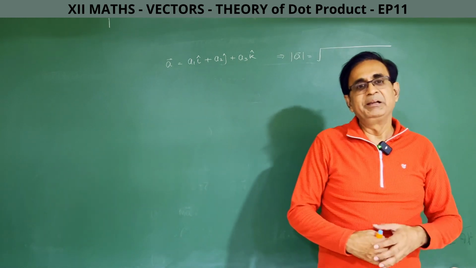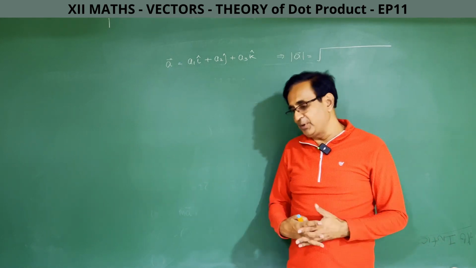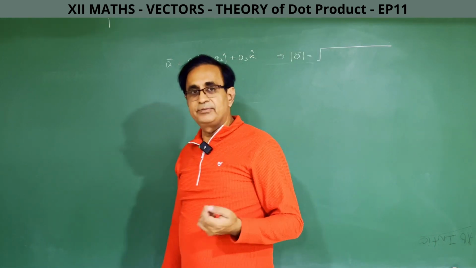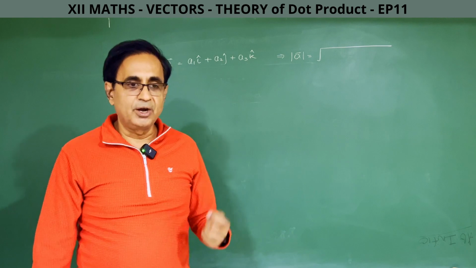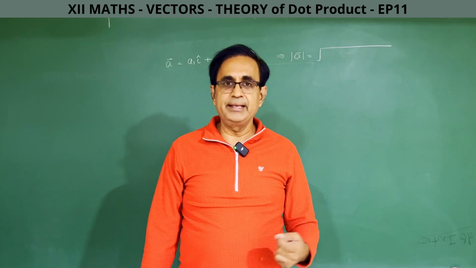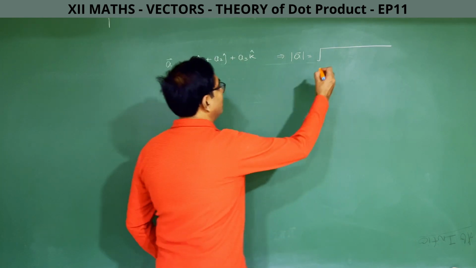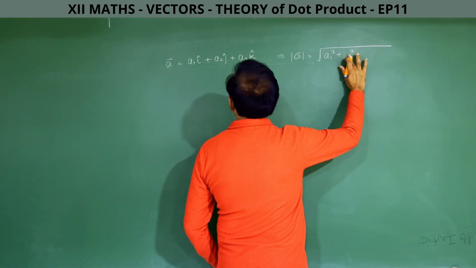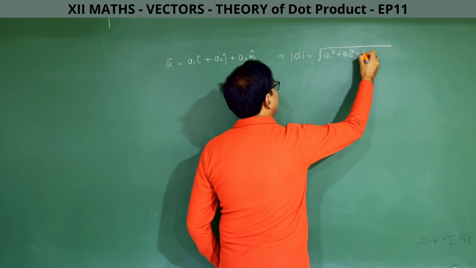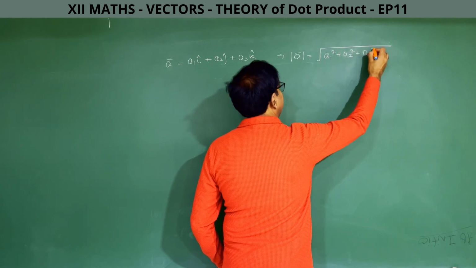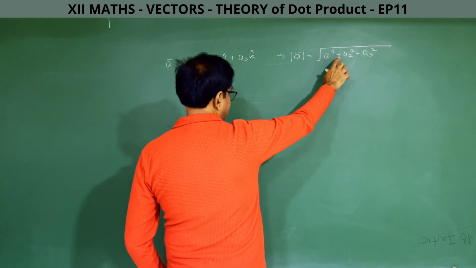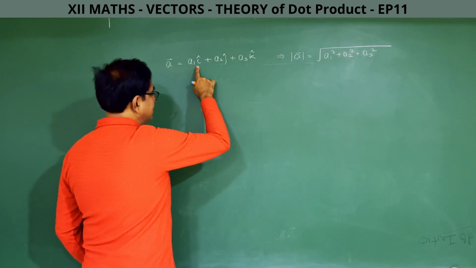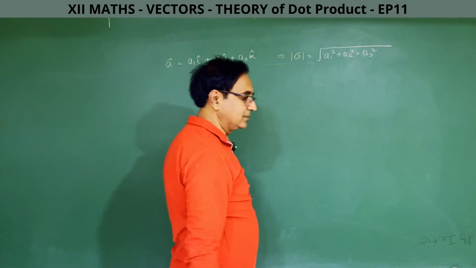This way it looks pretty interesting to remember. We just made it a poem. Let me repeat it again for you, but slightly faster. It is the square root of the sum of the squares of the coefficients of i's, j's and k's. Simply put, a1 square plus a2 square plus a3 square. So, it is the square root of the sum of the squares of the coefficients of i's, j's and k's. So, this has already been done.